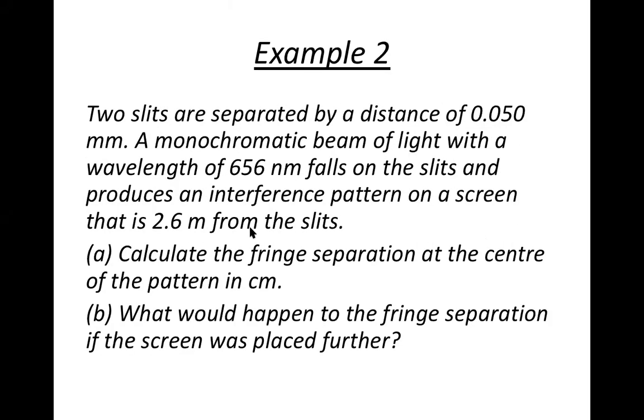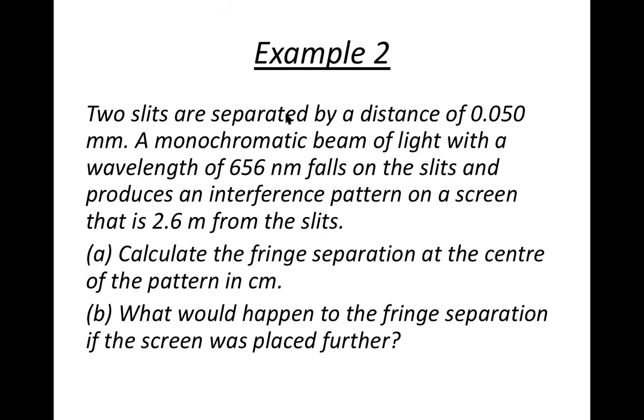So for example 2, the two slits are separated by a distance of 0.050 mm. And a monochromatic beam of light with a wavelength of 656 nanometers falls on the slits and produces an interference pattern on a screen that is 2.6 meters from the slits.